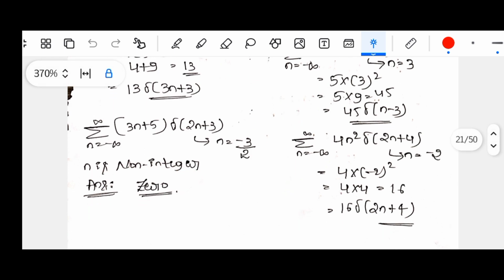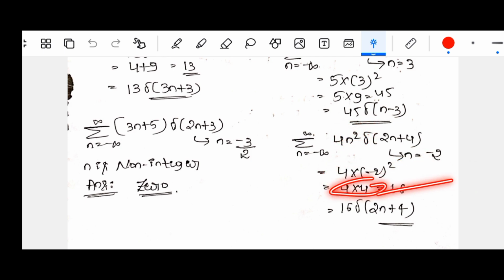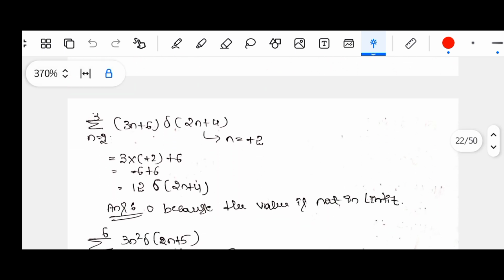Summation of n is equal to minus infinity to plus infinity, 4n square of delta of 2n plus 4. We are getting minus 2. Take minus 2 in the place of n. 4 into minus 2 whole square. 4 into 4 will be 16. Therefore, 16 delta of 2n plus 4.